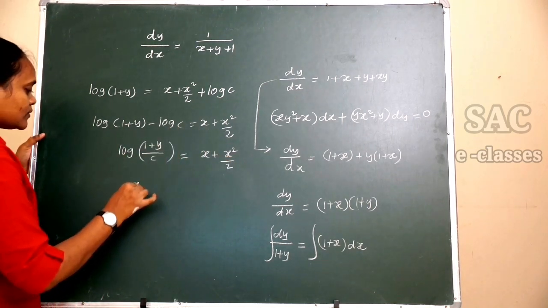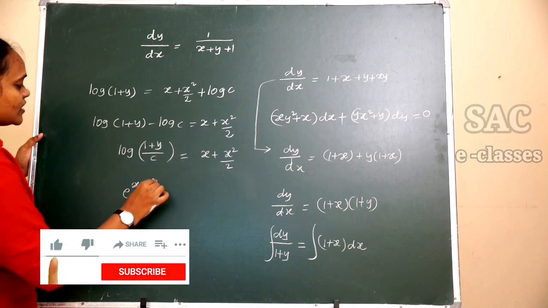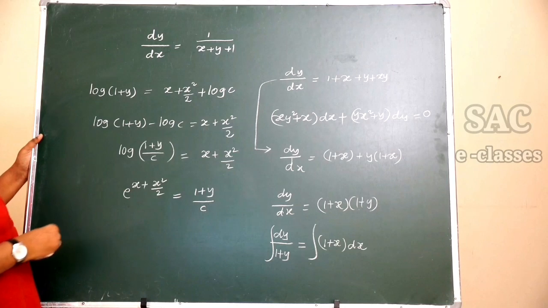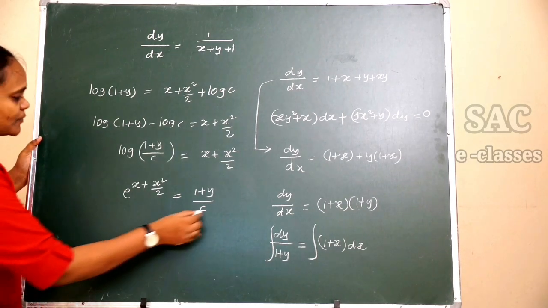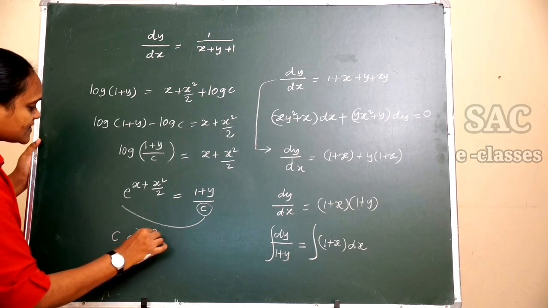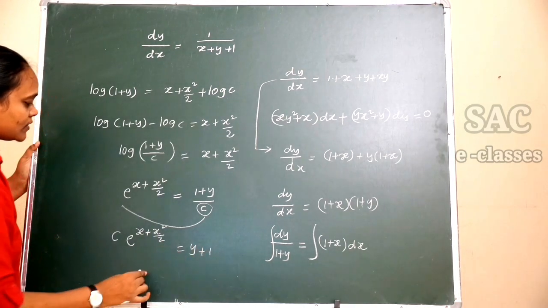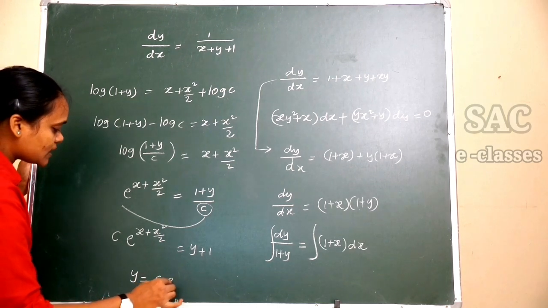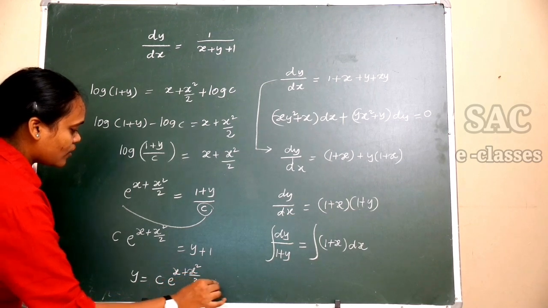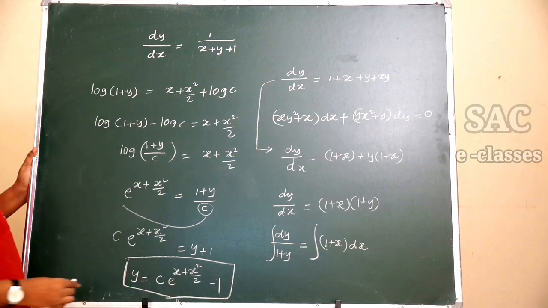Convert the given log into exponential form. Yes, we have converted the log in terms of exponent. Just transpose this c to the other side: c into e power x plus x square by 2, which is equal to y plus 1. So y is equal to c into e power x plus x square by 2, minus 1, will be the solution of the differential equation.